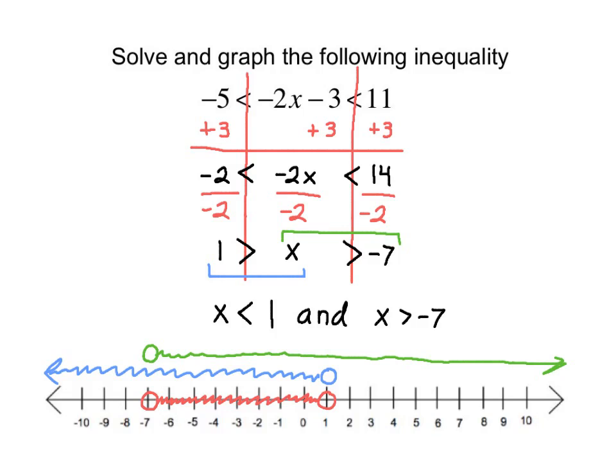Good, and again, notice a couple things to point out here. I've kept these as open circles. Notice how I haven't changed the endpoints where they're overlapping. And the final solution in this case is only the red graph, only where they overlap. So notice how that's the one I've drawn on top of the actual number line.